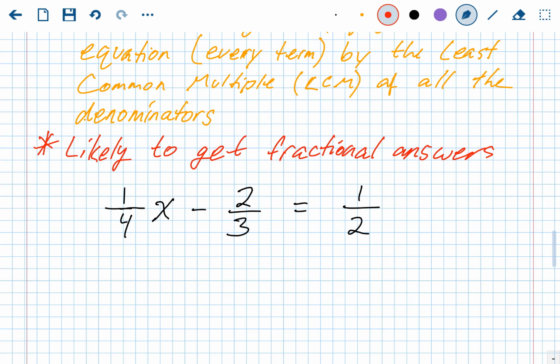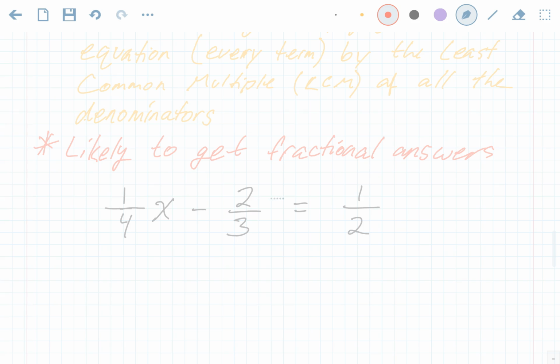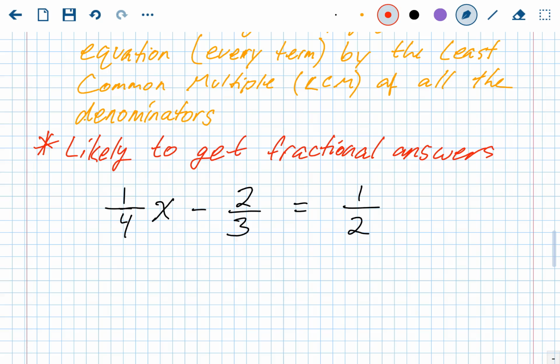Now, adding 2/3 to 1/2, you're going to have to get common denominators. And then dividing by 1/4, you're going to have to multiply by the reciprocal. It's not difficult. It's things you know how to do. You know how to deal with fractions. You've done this before in previous math classes. But again, it's not everyone's favorite to add and subtract fractions together. So let's try this by clearing fractions.